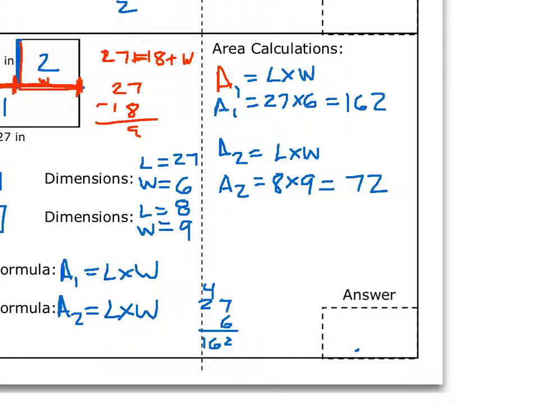How do I find the total area from here? Brian, how do I find the total area from here? How do I find the total area from here, Raisa? Add. So we have the area from figure 1, the area for figure 2, add them together, 162 plus 72. And I should get 234 units.